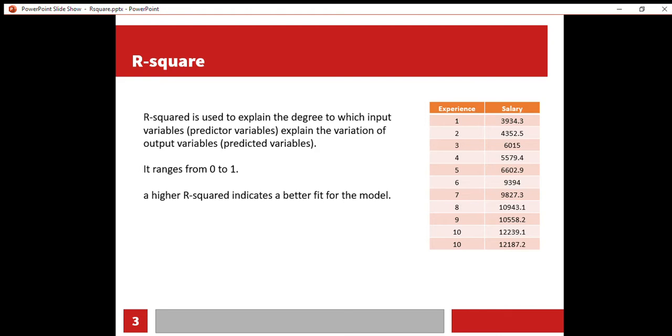R square explains the degree to which the input variable explains the variation of our output. For example, here the experience tries to explain the variation of our salary. The R square value is between 0 and 1. A high R square value means a better model. Let me underline this statement, and we will see whether it is correct or not.